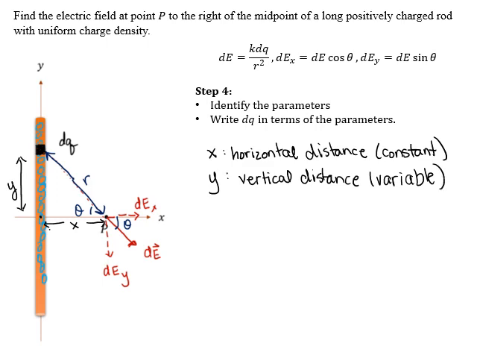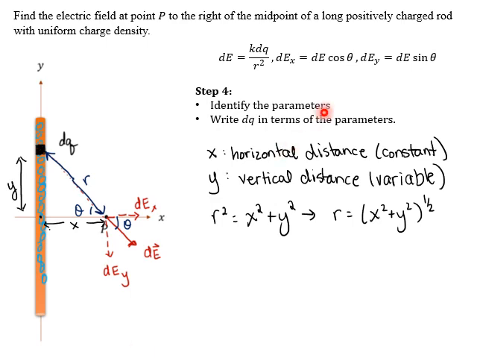Okay, what next? We've put r in our picture, so let's recognize that r is the hypotenuse of a right-angled triangle. That means that r squared is equal to x squared plus y squared. Or we could take the square root of both sides. R is x squared plus y squared to the power of 1/2.